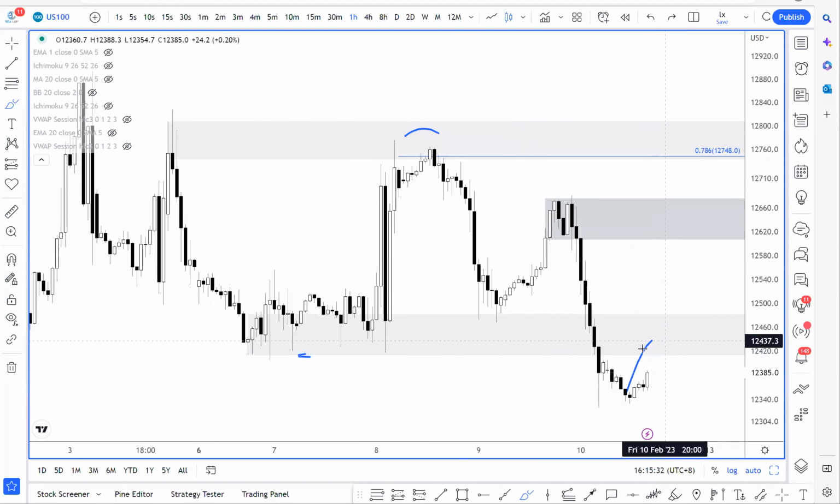So if it does respect this resistance area, then the change in structure would first happen on the smaller time frame. So coming into this region, there will be a change in structure, which we can see on the 5 minutes. Okay, so these are the two zones for me.